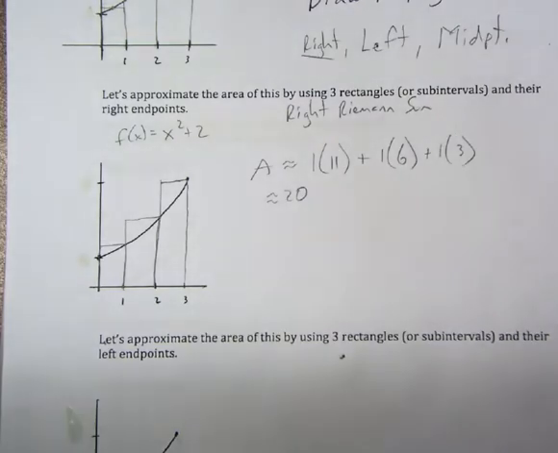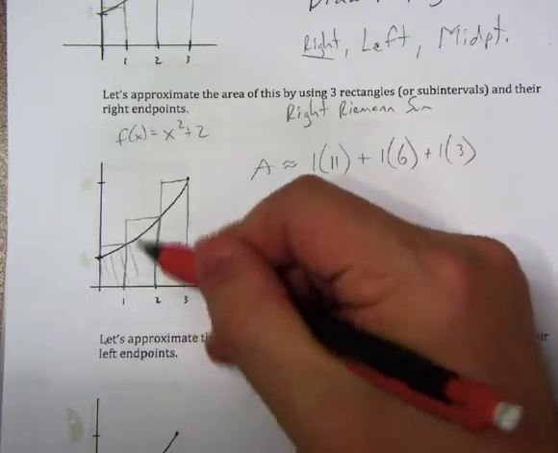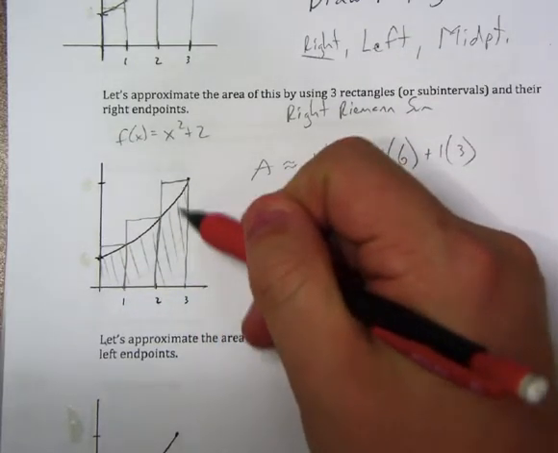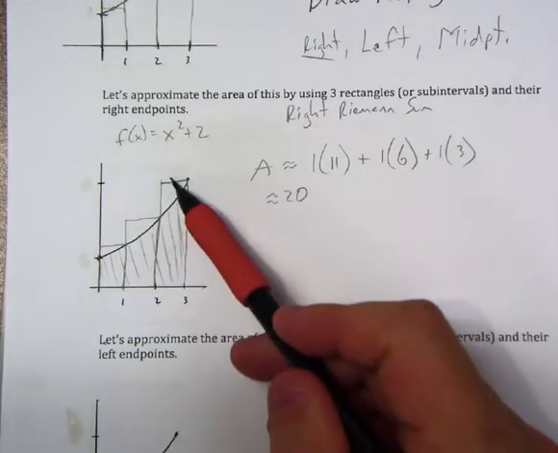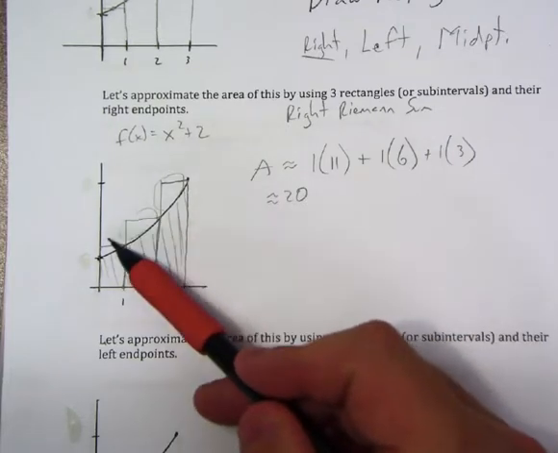Now, think about what we're approximating. We're trying to figure out what is this exact area under the curve. 20 is our first approximation. That's a terrible approximation because look at how much extra area we got that we don't want. We got way too much.